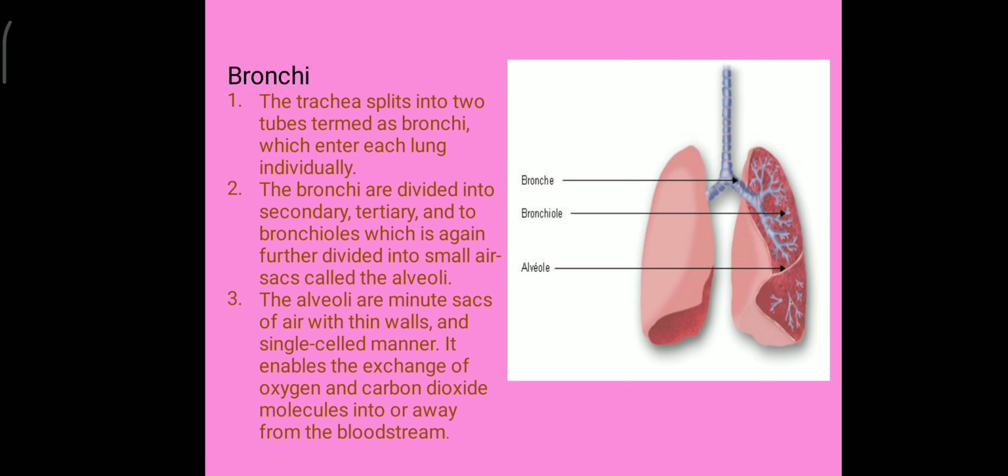Right? So, the trachea divides into 2 bronchi, and these bronchi enter into the lungs. Each bronchus enters each lung, and the bronchi are further divided into branches like secondary and tertiary, and then the final small air-like sacs, which are called alveoli. And these alveoli are very, very important because this is where the exchange of gases takes place. Exchange of gases means the exchange of oxygen and carbon dioxide molecules takes place in the alveoli.